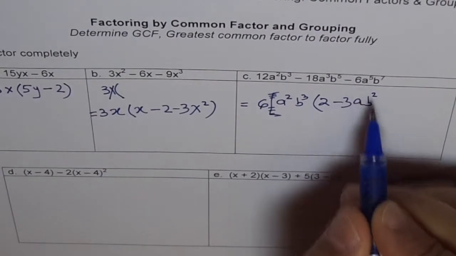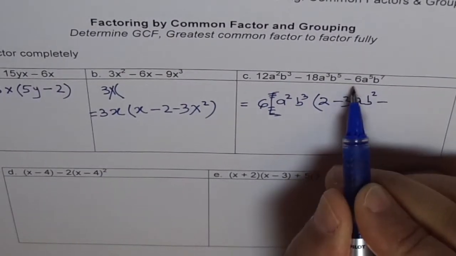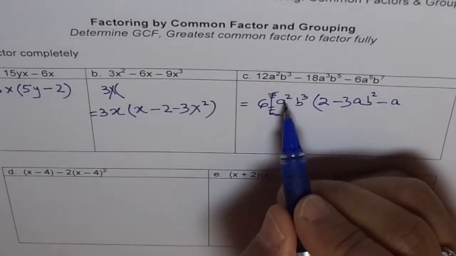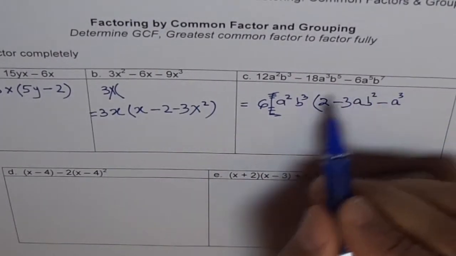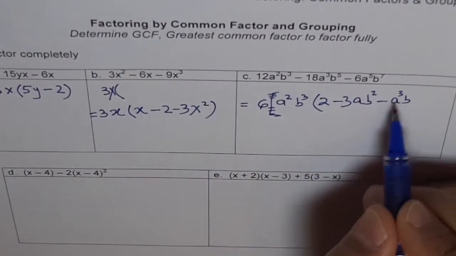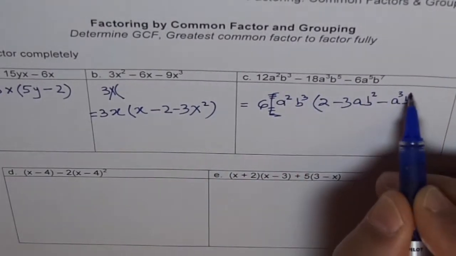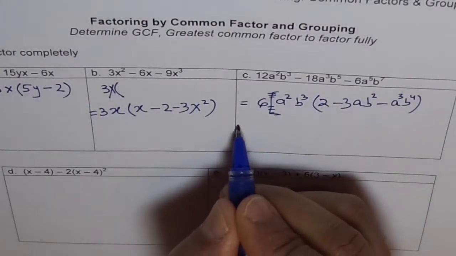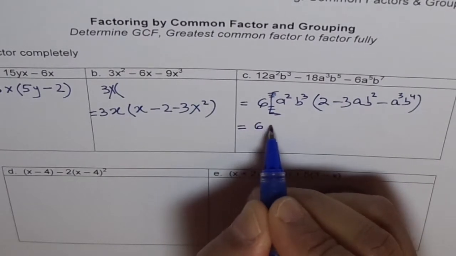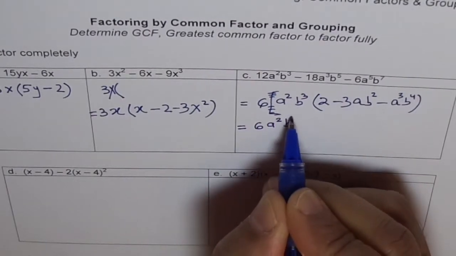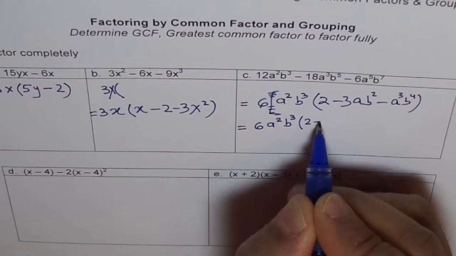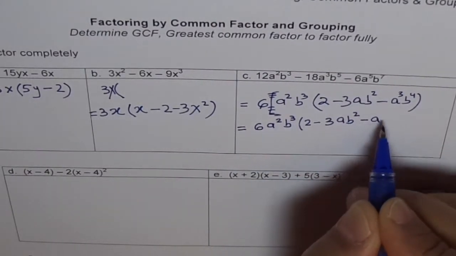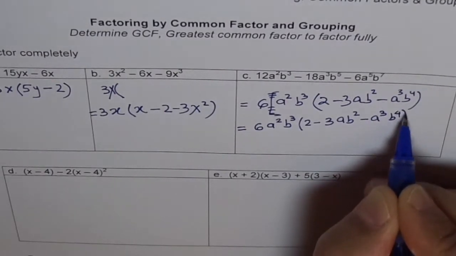And here we have minus 6 is factored out, a to the power of 5 and 2, 3, 5 minus 2, you know how we get it? And b to the power of 7 minus 3 is 4. Let me put it in a better form. So we finally got what? 6 a square b cube, 2 minus 3 a b square minus a cube b to the power of 4.